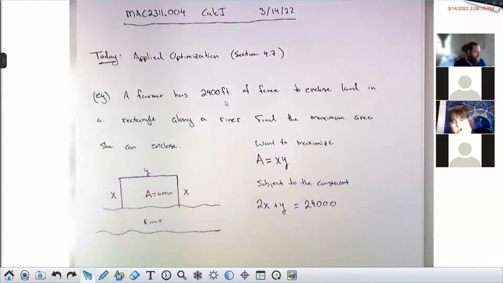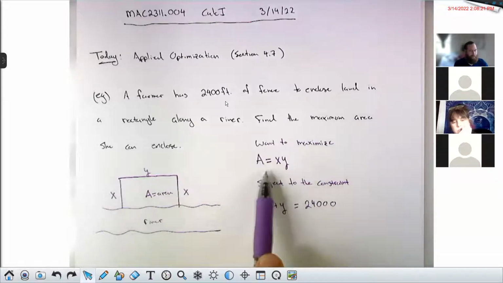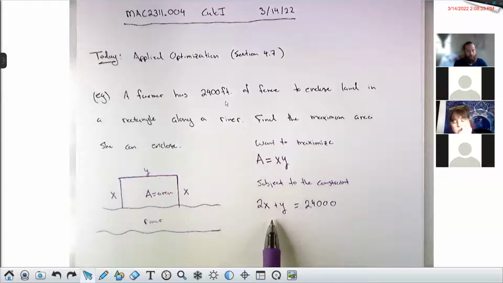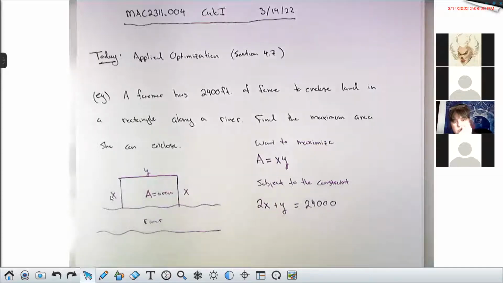So first I want to make sure, are we comfy with the picture? Are we comfy with the thing we're trying to maximize? And are we comfy with the constraint? Comfy with where all that stuff comes from? Okay.